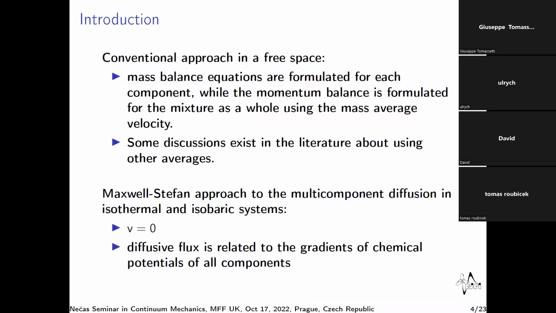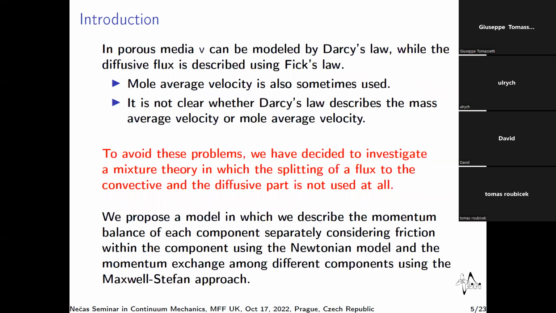For example, in the Maxwell-Stefan approach to multi-component diffusion in isothermal and isobaric systems, usually we neglect convection. So basically we say this average velocity is 0. So this is a very simple model of convection. And then the diffusive flux is related to gradients of chemical potentials in some way. I'm not going into details now, but basically this is how we model diffusion in a multi-component mixture.